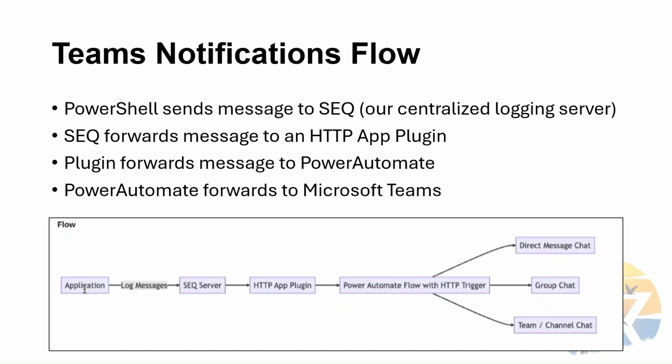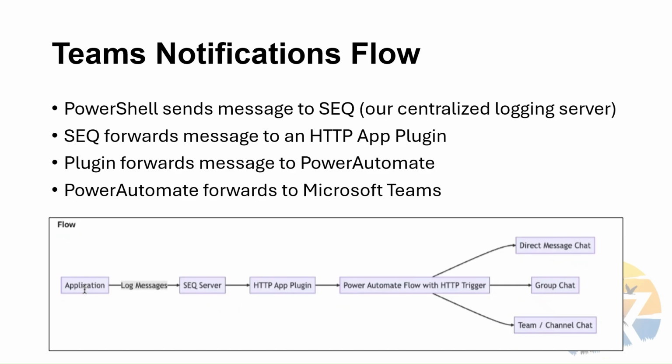This would require IT admin access, which I, as a developer for CET, don't have. So you may not have it, but if you are trying to get Teams notifications into your pipeline, this is one way to do it. Basically, what we have is in PowerShell, I send a log message to Seq, S-E-Q. This is a platform and application which is a centralized logging server for our company. So basically, I am just sending a log message to our centralized logging server.